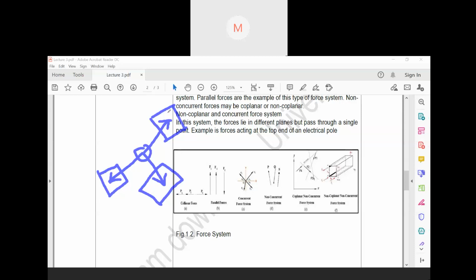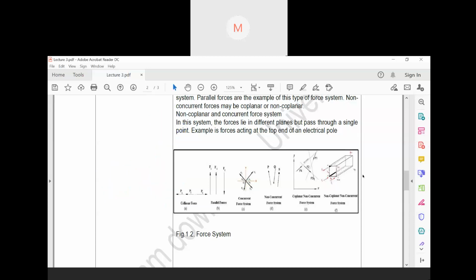Now if you pull this force, and this force, all the three forces, back, then what happens? If you pull these three forces back, then they meet at this point now. So if they meet at this point, then this is what? This is coming to be a concurrent force system, but they are from different planes now.